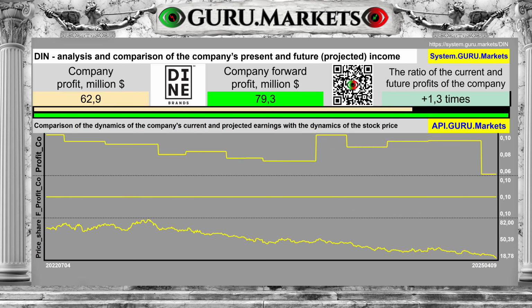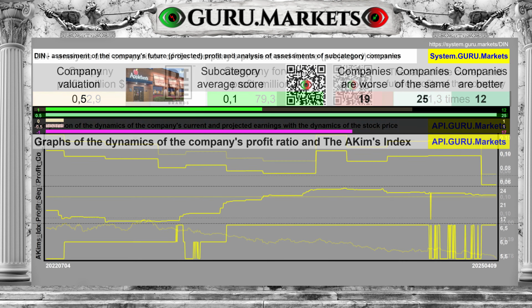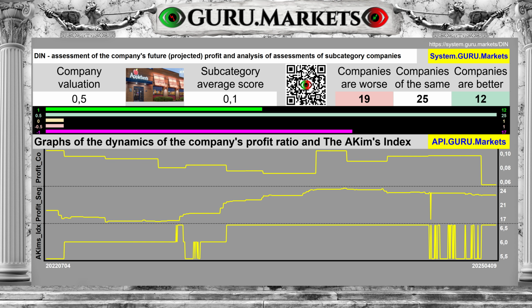Profit for the last 12 months was $63 million. Projected earnings for the next 12 months are expected to be $79 million. This is 26.1% more than the current figure. Assessment of the predicted future profit indicator in comparison with the subcategory: good, 0.5 points.